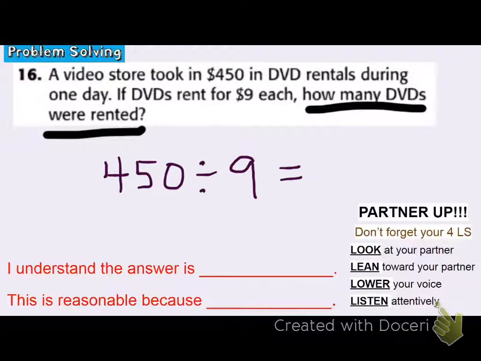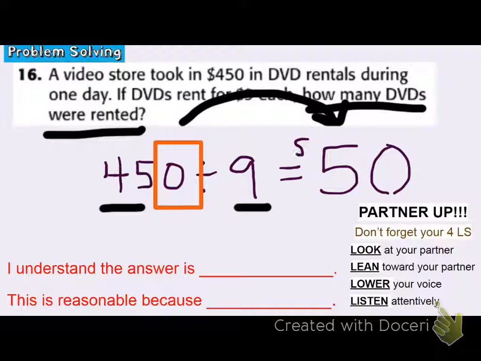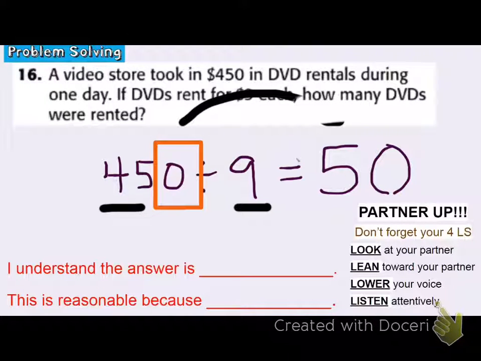That's the divisor. Start with step 1, that basic fact. 9 times something is 45. Well, I know 9 times 5 is 45. I also know that I can think about place value, and I have 1 0 on this side, and there's nothing on this side. So I have to make sure that my answer, the quotient, also has that 0, because it's not crossed off. So I think the question says, how many DVDs were rented? Well, I think they rented 50 DVDs.